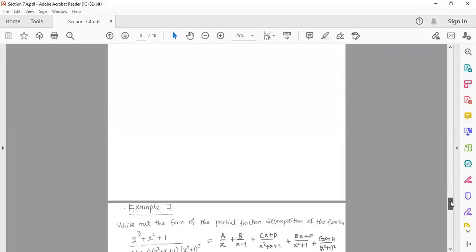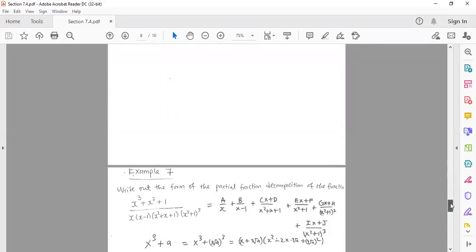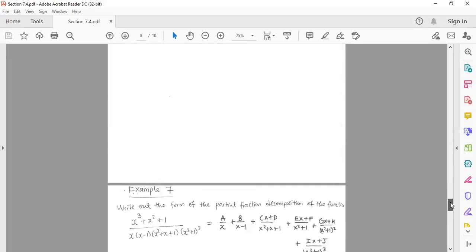Now, example 7. This is, I would say, a multiple choice example where I ask you to just write out the partial fraction decomposition. I don't necessarily want you to solve for the constants, just to write them out. All right, let's go through it step by step. You should be able to do stuff like this. The first one is a linear factor, so we're happy. It's just A, you assign a constant A here over x. Again, we see another linear factor, we go to B.